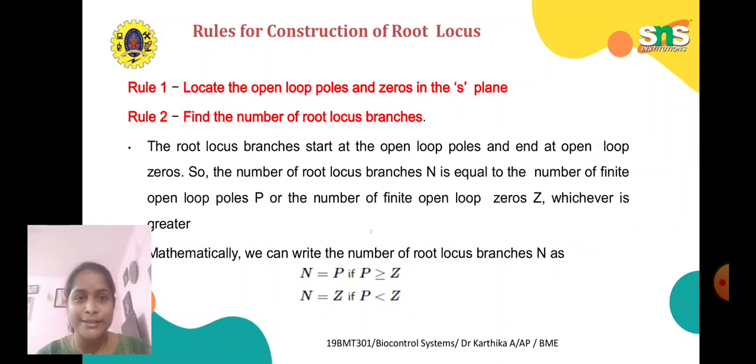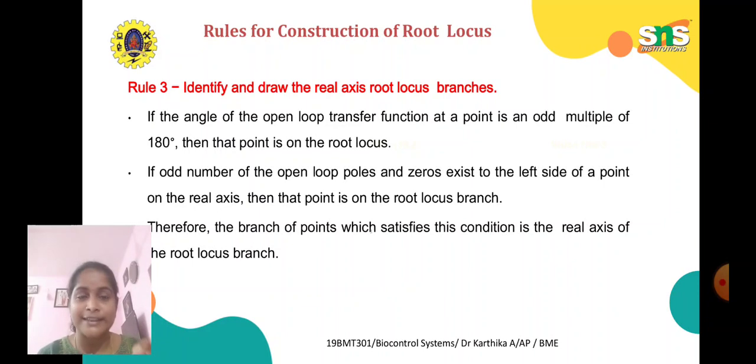Our first rule is to locate the open loop poles and zeros in the S-plane. The second rule is to find the number of root locus branches. And the third rule is to identify and draw the real axis root locus branches.